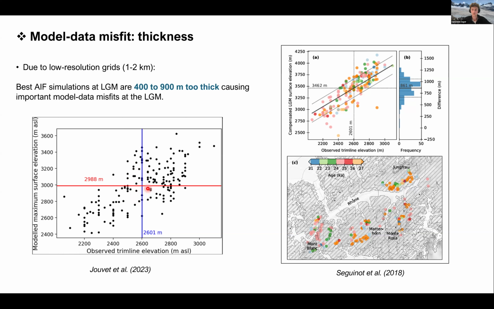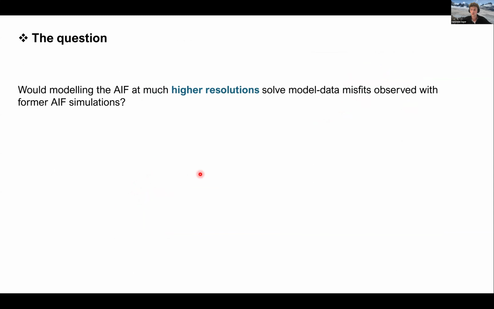And the data is quite scattered as well. It's following an upward trend, but you really should be following a one-to-one line relationship. And we have quite a bit of scatter. And so the question that we asked with our work was, would we be able to reduce these model misfits just by using a model that allows us to model the Alpine Ice Field at much higher spatial resolution?